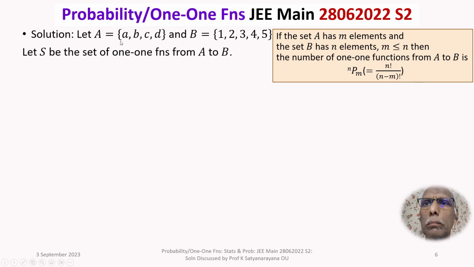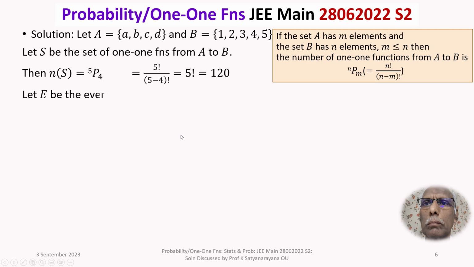In our case, A has 4 elements, that is m is equal to 4. B has 5 elements, so n is equal to 5. Therefore the number of one-to-one functions is 5P4. n(S) is equal to 5P4. Apply the formula, 5 factorial by (5 minus 4) factorial, that is 5 factorial is equal to 1 into 2 into 3 into 4 into 5, which is equal to 120.